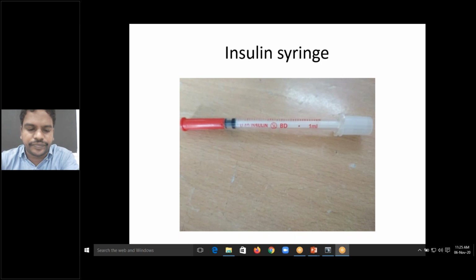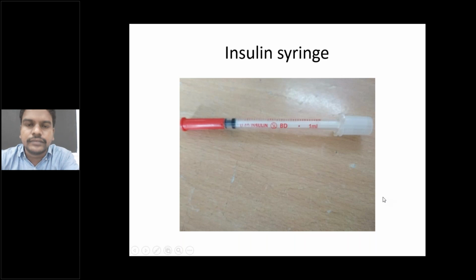Okay, insulin. What type of drugs are administered through this instrument? I am asking that question. Through the insulin syringe, what type of drugs are administered? Again, a chart I have not seen. What type of drugs are administered?